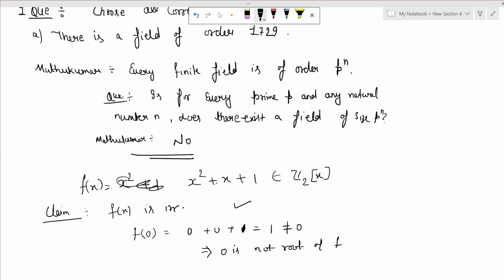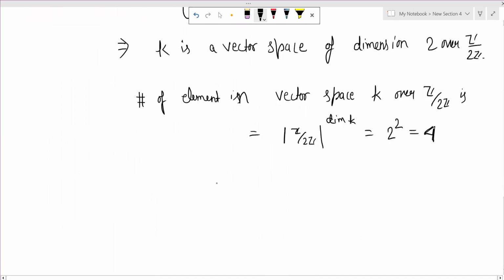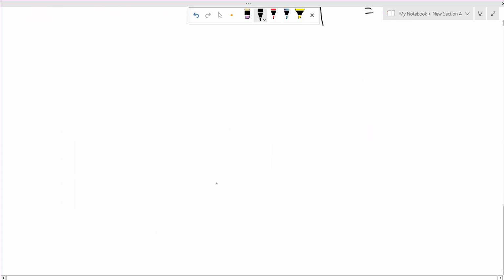Now you can ask me a similar question for 2 cube, which is 8. So how will I give you a polynomial? What is the polynomial? What degree polynomial do I need? You should now have enough intuition because I gave you an example. So let me ask you, give me a field of size 8, which is 2 cube.